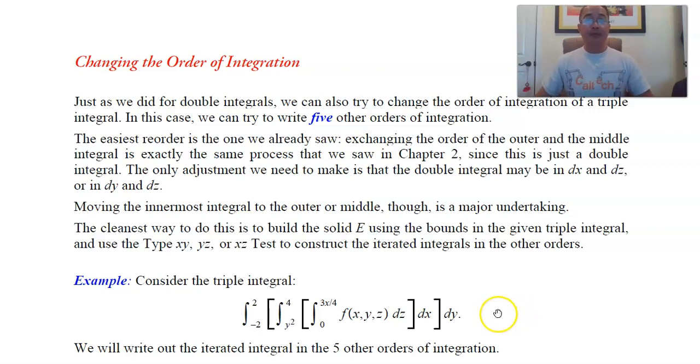Okay, so this is the problem that we are going to walk through. We have this triple integral from -2 to 2 dy of the integral from y squared to 4 dx of the integral from 0 to 3x over 4 dz. And we have this unknown function inside. So we are going to change the order of integration. There will be 5 other orders, 6 total. So I'm going to walk you through step by step on how to do it.